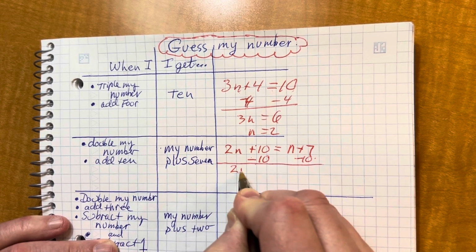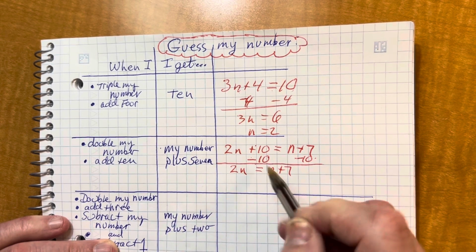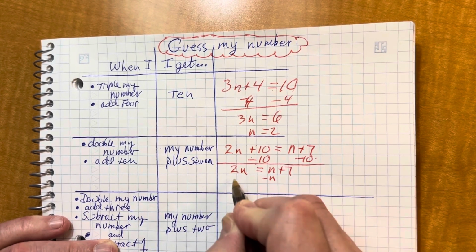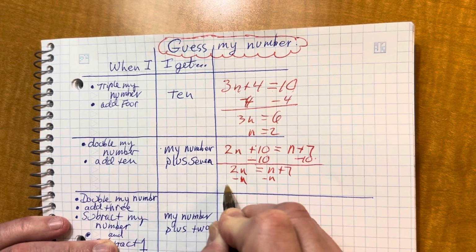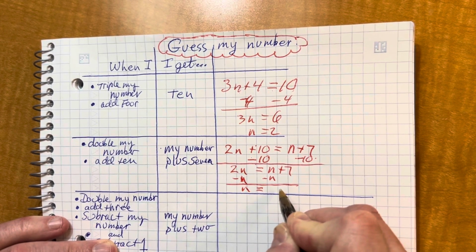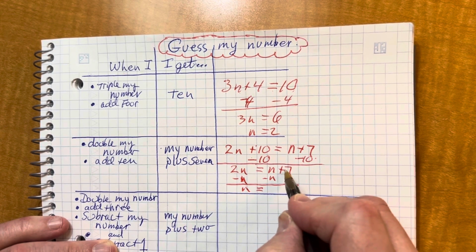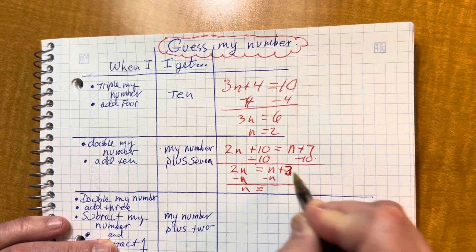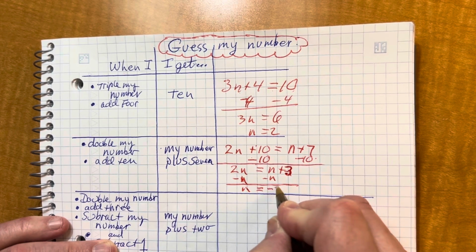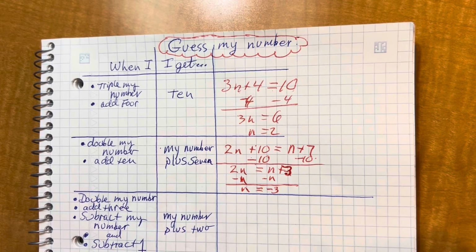That gives me 2n equals n plus 7. Then I'll subtract n from each side, and when I do that, I have 1n left, which equals negative 3. I hope you guys caught that. So n is negative 3. I went a little fast for myself.